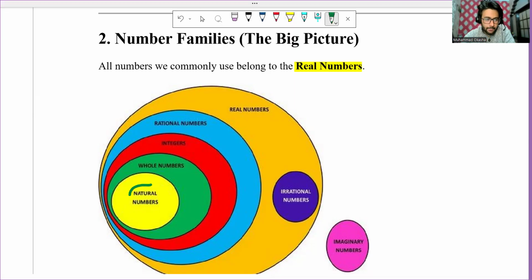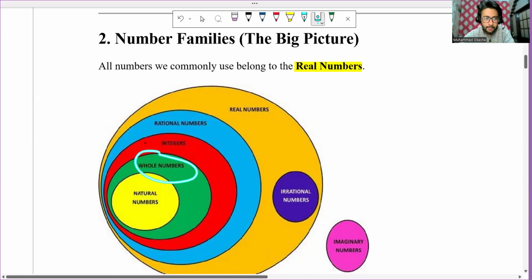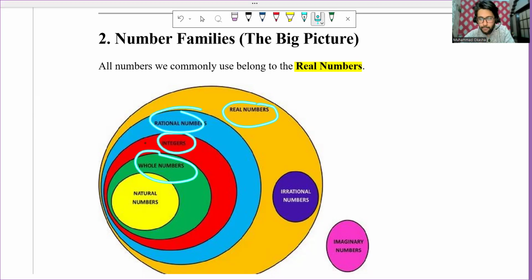Deep inside the number system, we have natural numbers, right? And a little outside, we have whole numbers and integers, rational numbers, and real numbers. Now, here's an important thing. Of course, we have irrational numbers as well. All of these numbers lie under real numbers. So if a number is a rational number, it can be an integer, it can be a whole number, it can be a natural number.